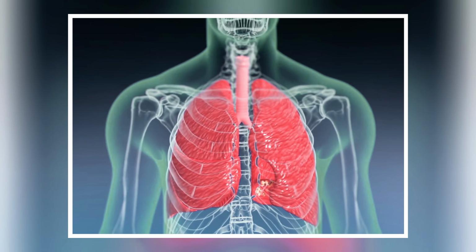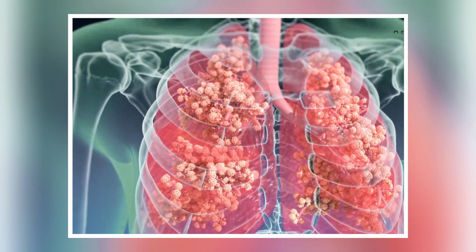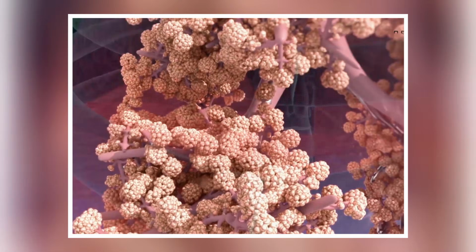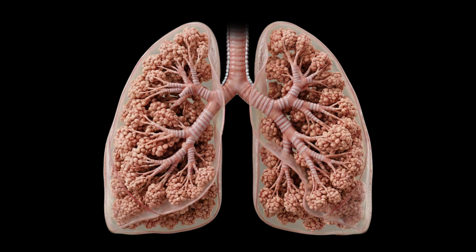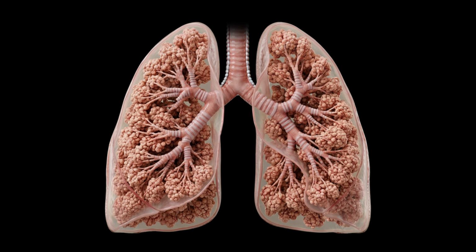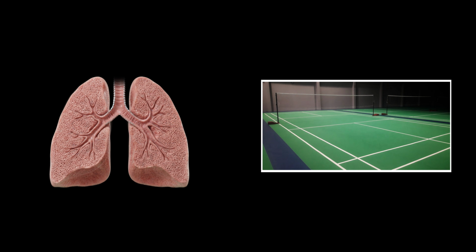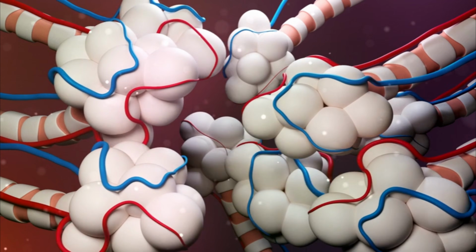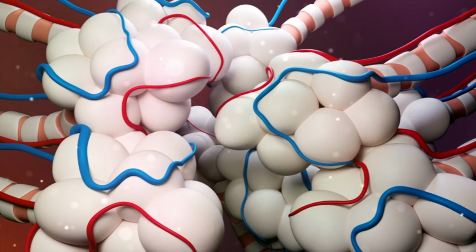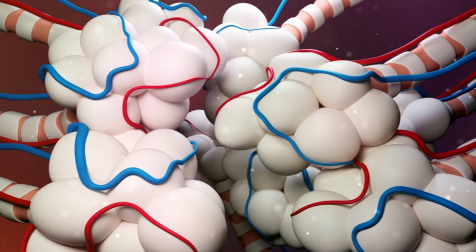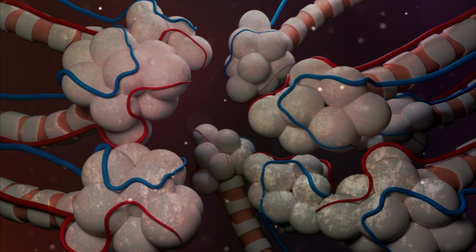The lungs of a healthy adult contain approximately 300 million alveoli. Their combined total surface area is approximately 70 square meters, which is roughly equal to the size of a badminton court. This massive surface area exists specifically so that the maximum amount of gas exchange can take place efficiently.